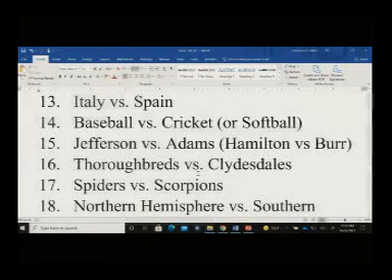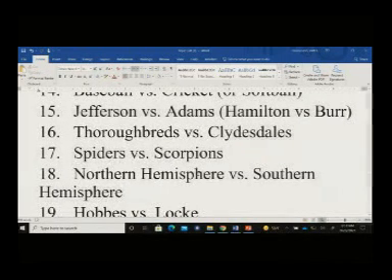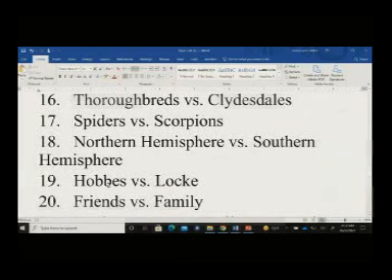Okay, thoroughbreds versus Clydesdales. I did have somebody compare a couple of different breeds of sheep one time. That was interesting. Spiders versus scorpions sounds like West Side Story, and you've got a couple of rival gangs. That would be the Jets and the Sharks. The Northern Hemisphere versus the Southern Hemisphere, I think that's too big of a topic. You need to know philosophers with Hobbes versus Locke. You'd have to be into LD.